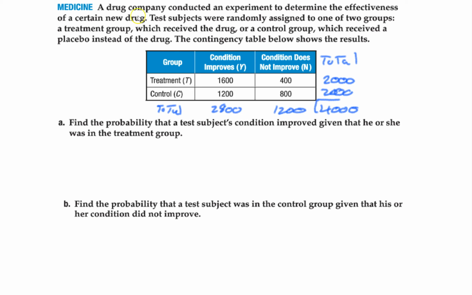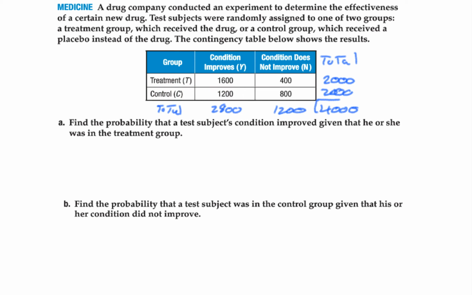So actually, let's go back to the context of the problem. A drug company conducts an experiment to determine the effectiveness of a certain new drug. Test subjects were randomly assigned to one of two groups, a treatment group and a control group, which receives a placebo drug, which is like a fake drug. So this is the thing. People that got the treatment, 1,600 of them improved with the treatment, 400 didn't improve with the treatment. The ones that got the placebo, about 1,200 improved, and 800 didn't improve.